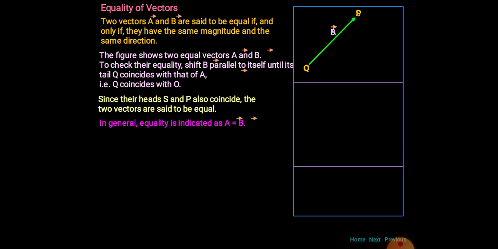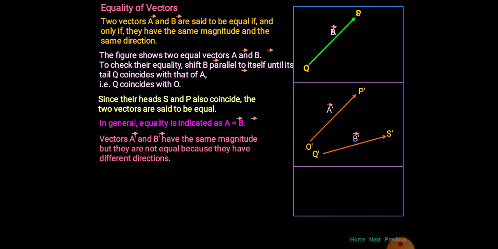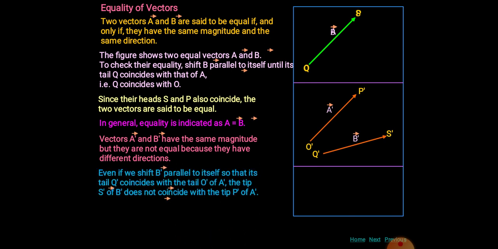This equality we can indicate with the help of an equal sign. So vector A is equal to vector B. Now let us try to understand the second example. Here also I have taken A dash and B dash. These are the two vectors. These two vectors have the same magnitude, but if you see their direction carefully, they do not have the same direction. You can observe it in the figure.